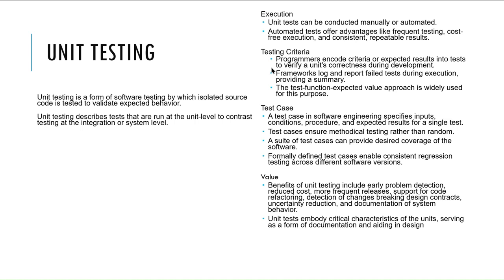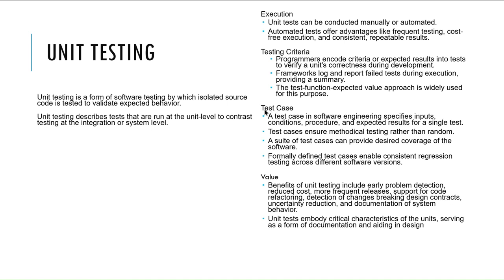Testing criteria. Programmers encode criteria or expected results into tests to verify a unit's correctness during development. Frameworks log and report failed tests during execution, providing a summary. The test function expected value approach is widely used for this purpose.